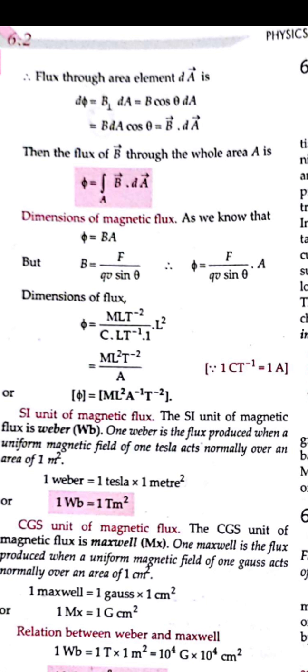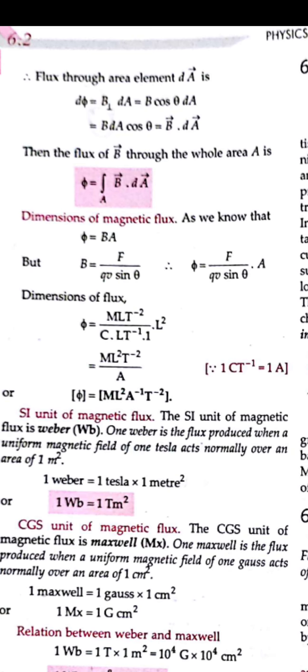And for the CGS unit, it will be taken in Gauss. 1 Tesla is 10 to the power 4 Gauss, and the meter square is changed into centimeter square, which is also 10 to the power 4 centimeter square.